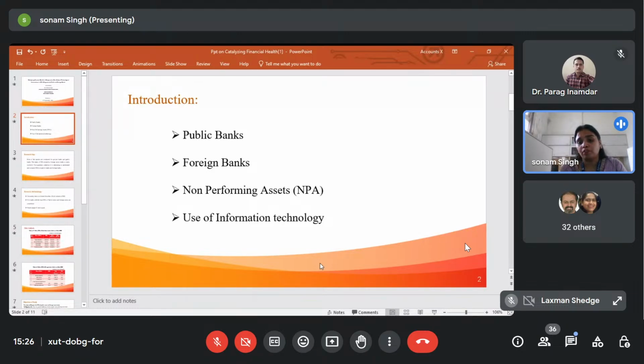Now, this non-performing asset impacts the profitability and the earning capacity of the bank. So, in my research paper, I have done a comparative case study of public banks and foreign banks and how the foreign banks have used technology to minimize this NPA.